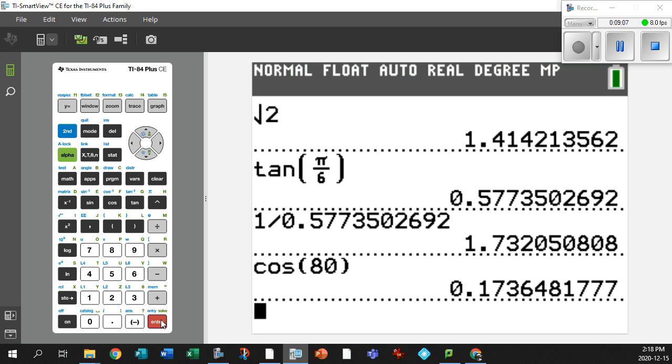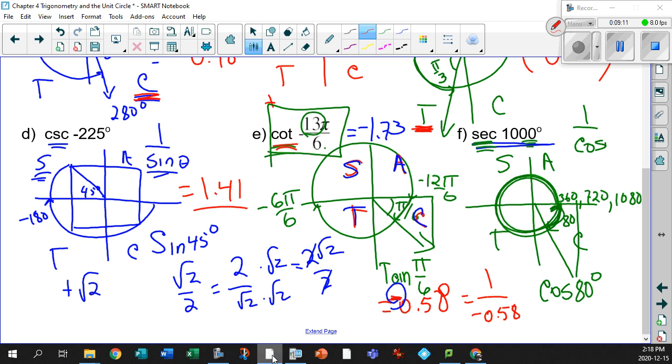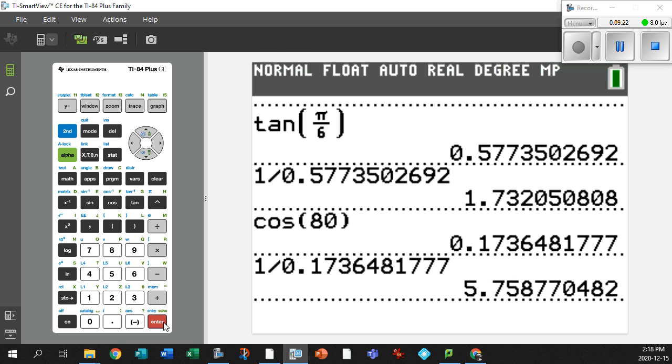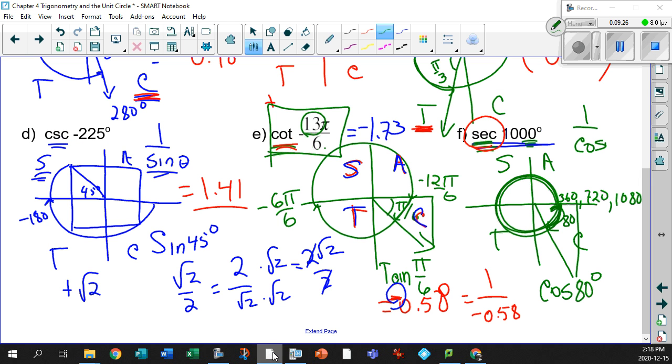Works out to be 0.17. Okay, we're not done yet because remember, we wanted the secant, which is 1 over cos. So go back to here, go 1 divided by this answer. And it works out to be 5.76. But yeah, it's in quadrant 4, so this is a positive value. And that's how you do these tougher ones. Pretty easy, hey?